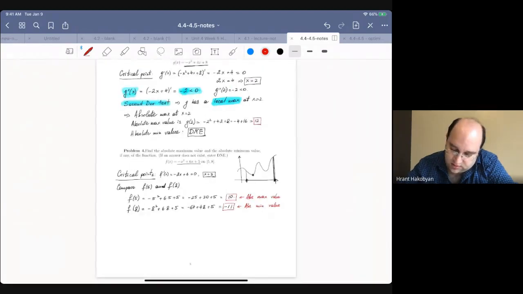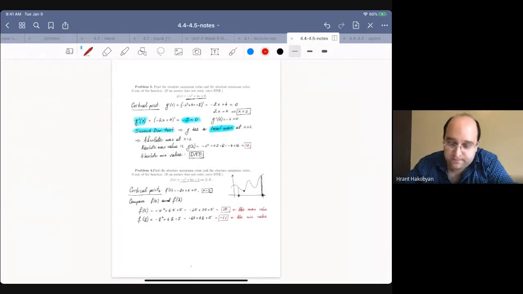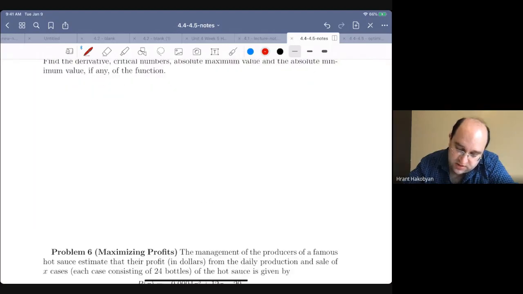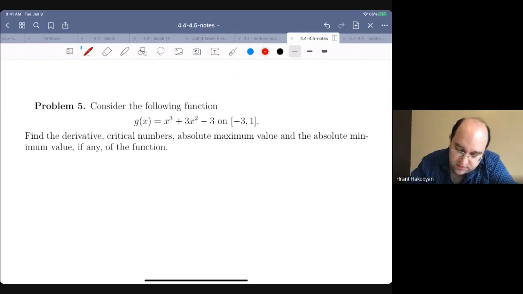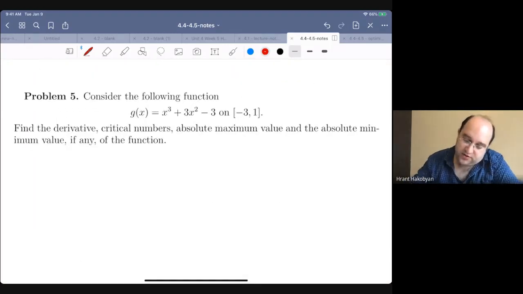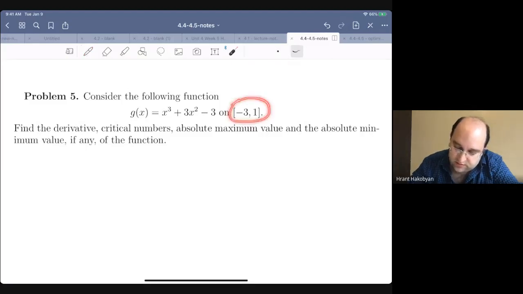Okay, so let's do this one here. Very similar. Consider the function x to the power 3 plus 3x squared minus 3 on this interval here. So now the interval is negative 3, 1. Find the derivative, critical numbers, absolute maximum value, and the absolute minimum value.